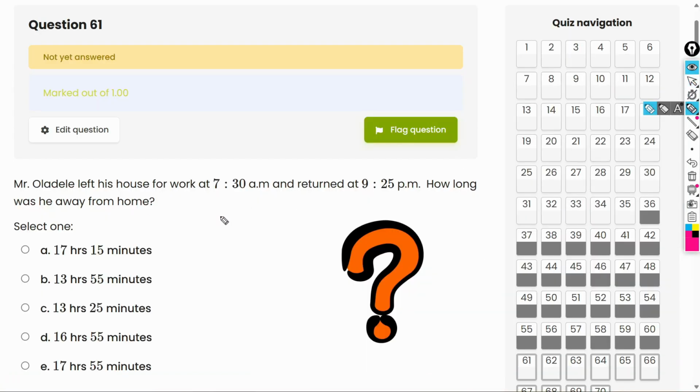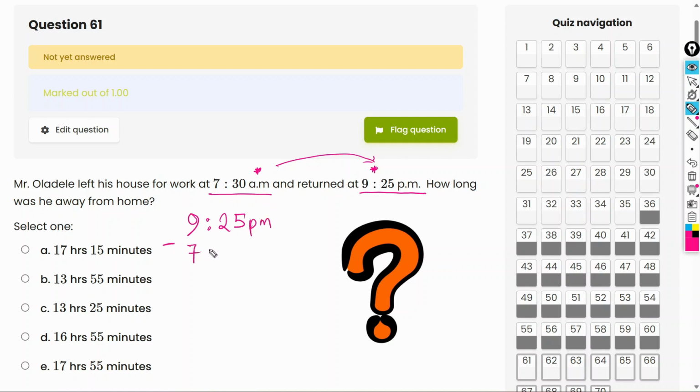Mr. Oladele left his house for work at 7:30 a.m. and returned at 9:25 p.m. How long was he away from home? So we want to find the difference between this time and this time. And how we do that is by subtraction. So 9:25 p.m.